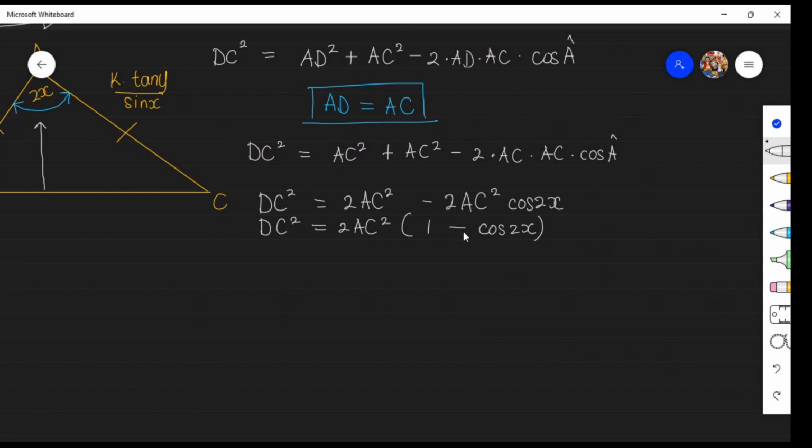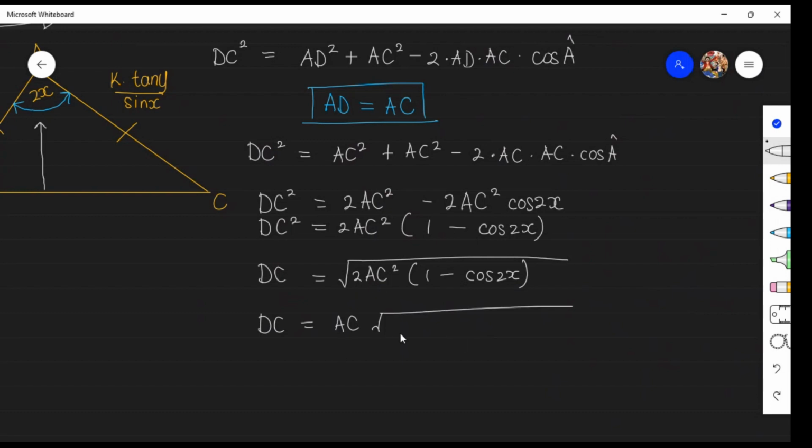Let us now square root both sides. So once we square root both sides, we're going to end up with the square root of 2ac squared into 1 minus cos 2x. The reason I want to square root is because I want to turn that ac squared into only ac. So if I square root the ac squared, I'd be left with ac, the square root of 2 into 1 minus cos of 2x.